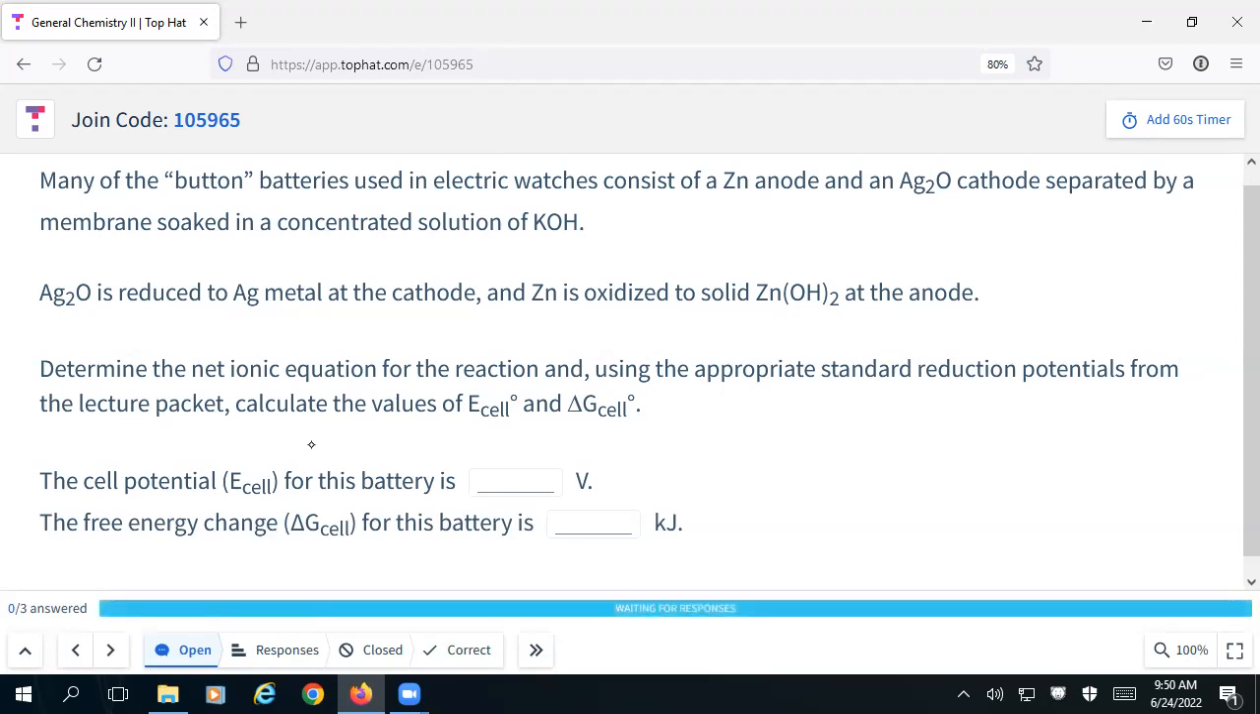So we need to get the correct net ionic equation. And then with that net ionic equation, use the electrochemical reduction potentials in that manual to figure out the value of E cell, and then use the value of E cell to figure out the value of delta G. So two things going on here at the same time. Go ahead and start working on that. We'll take a few minutes. Come back and see how you did.